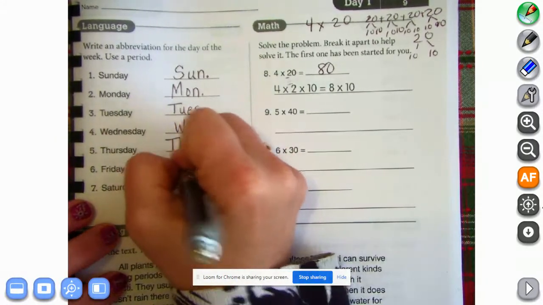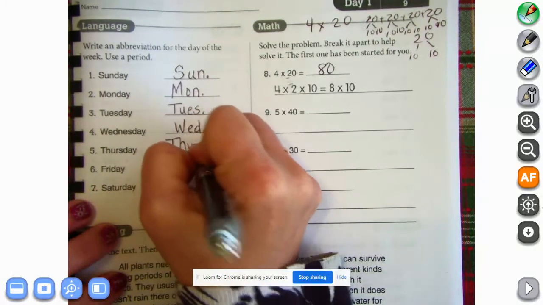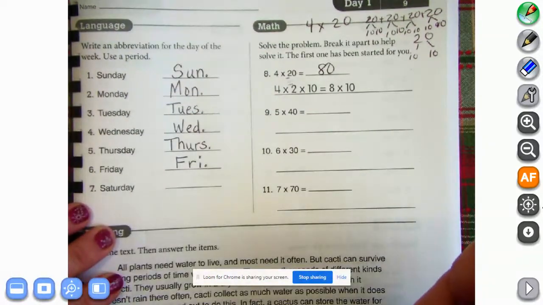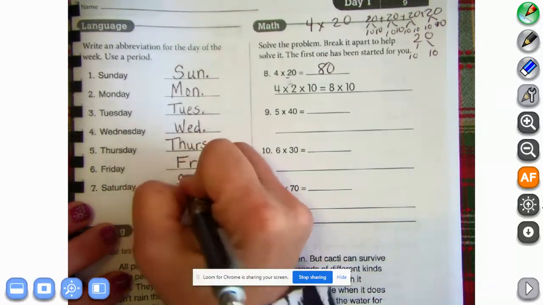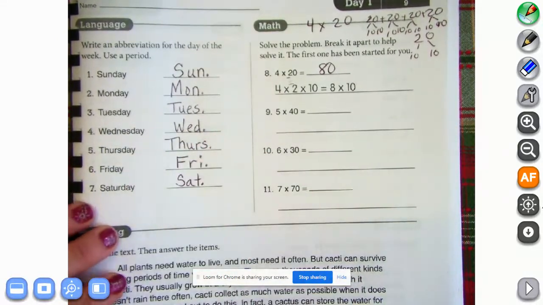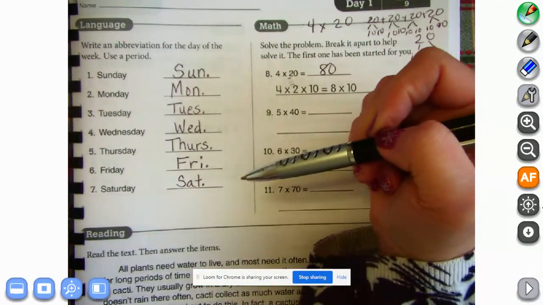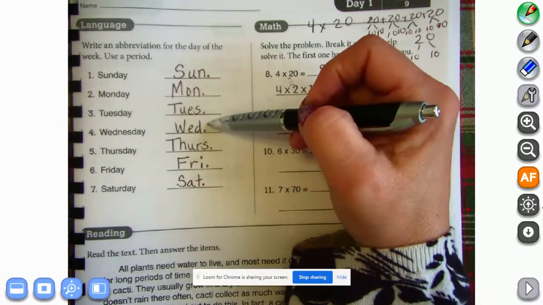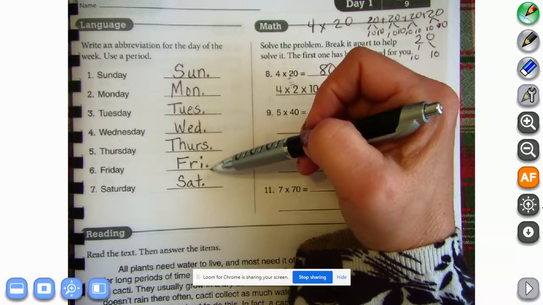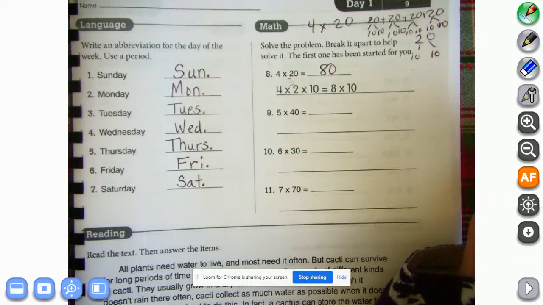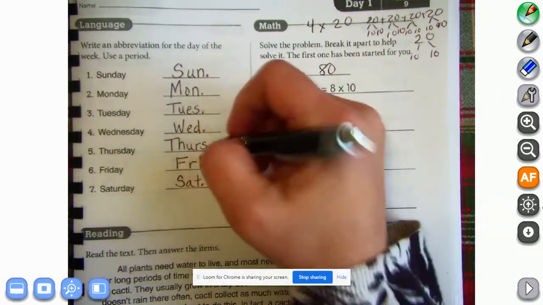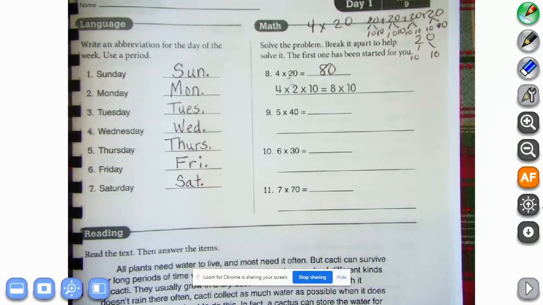Friday is Fri., period. And Saturday is Sat., period. Notice that they're all uppercase letters because these are still proper nouns. Sometimes we have more letters than others. Okay. I think in Canada, I think they make Thursday TR to make it even shorter. Interesting, huh? All right, so it says solve the problem.